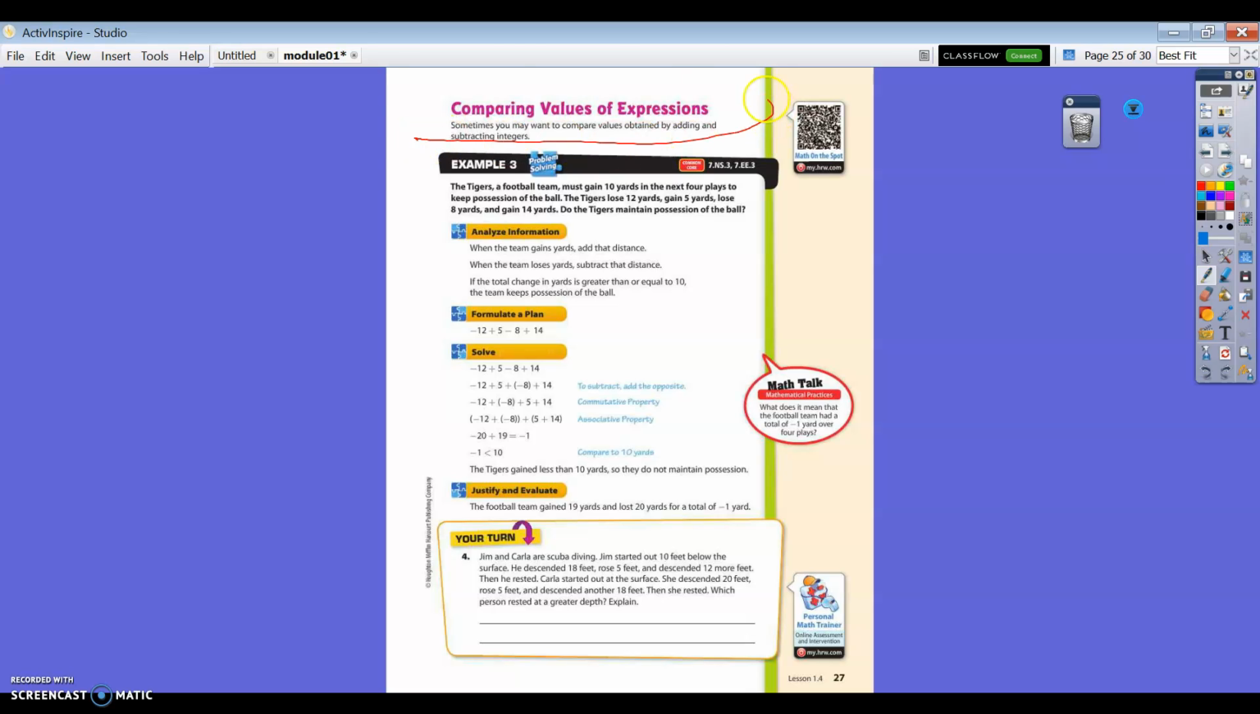Comparing values of expressions. So gain. Positive is gain. The Tigers gain 10 yards. Okay, so they lose 12. Gain 14. Alright, so put the losses over here, minus 12. Gain 5. Lose 8.